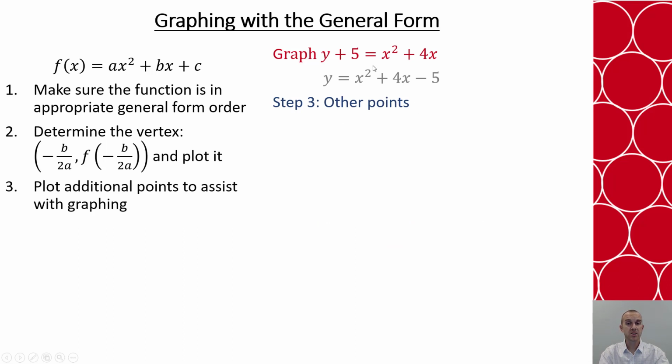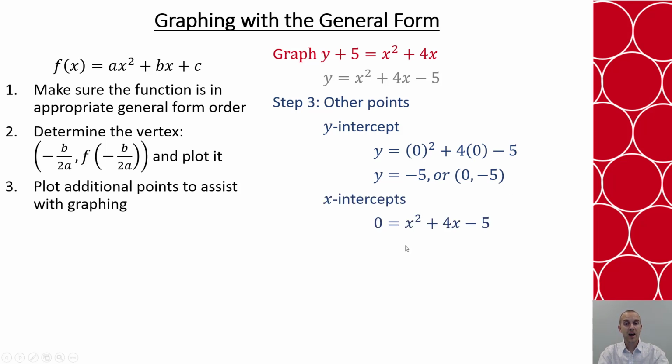So I have my equation, and I can say, well, I know that my y-intercept is when I plug in 0 for x. So 0 plus 4 times 0 minus 5. So my y-intercept is negative 5. It's nice to have another point. Now let's look at the x-intercepts.